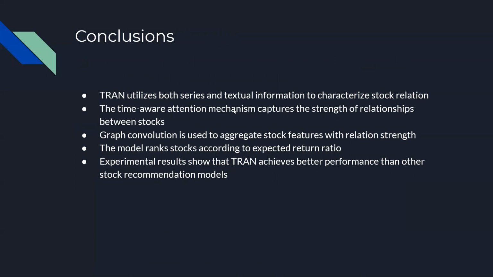So in conclusion, TRAN utilizes both series and textual information to characterize stock relation. The time-aware attention mechanism captures the strength of relationships between stocks and can also adjust the strength over time, since the strength of relationship is not always a constant static thing. The graph convolution is used to aggregate stock features with the relation strength, and the model ranks stocks according to the expected return ratio from one day to the next.